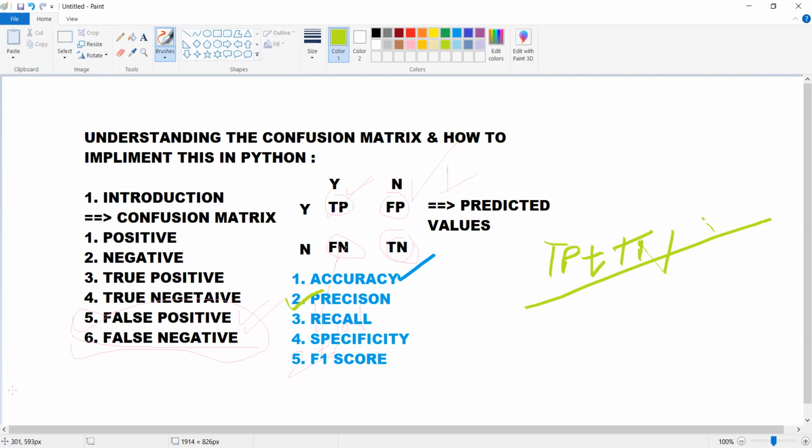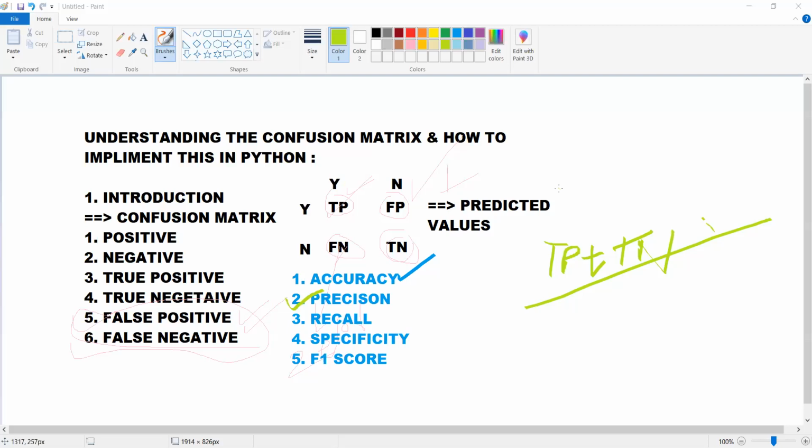What is recall? The third point. Recall, also known as sensitivity, hit rate, or the true positive rate. This is the proportion of the total amount of relevant instances that were retrieved. Recall equals TP divided by TP plus FN. So this is the main topic.